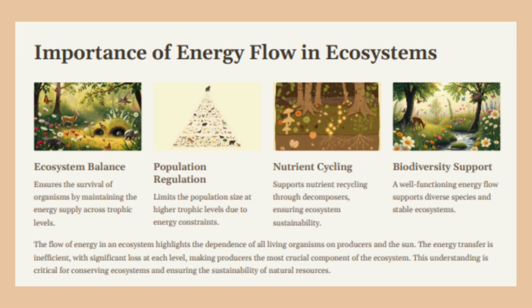So the flow of energy in an ecosystem highlights the dependence of all living organisms on producers and the sun. The energy transfer is inefficient with significant loss at each level, making producers the most crucial component of the ecosystem. So this understanding is critical for conserving ecosystems and ensuring the sustainability of natural resources.